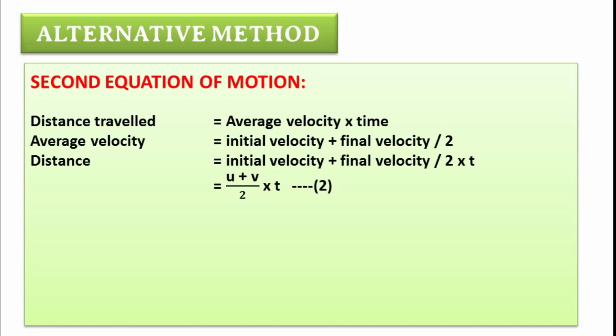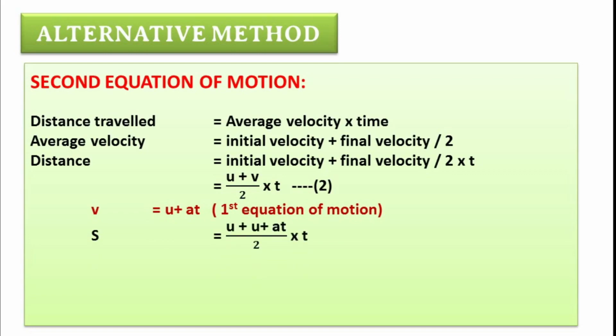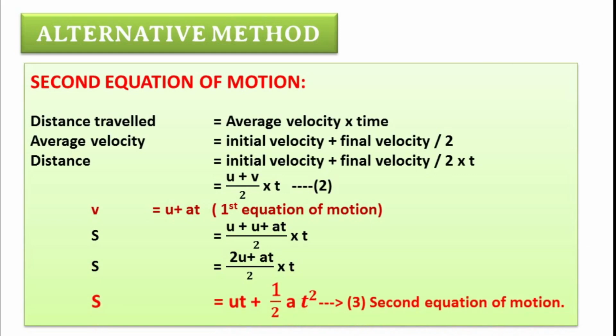Let us take now the first equation of motion, V is equal to U plus AT. Substitute the value of V in equation number 2. We get S is equal to (U plus U plus AT) divided by 2 into T, which is equal to (2U plus AT) divided by 2 into T, which is equal to UT plus half AT square. So S is equal to UT plus half AT square. This is the second equation of motion.